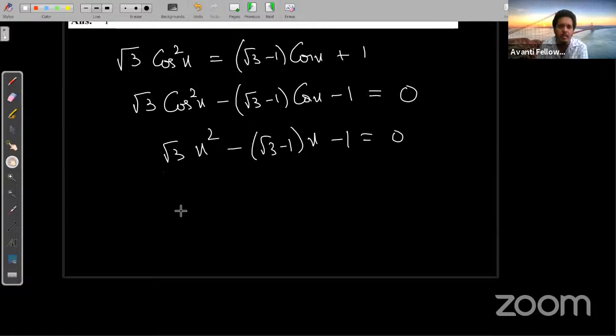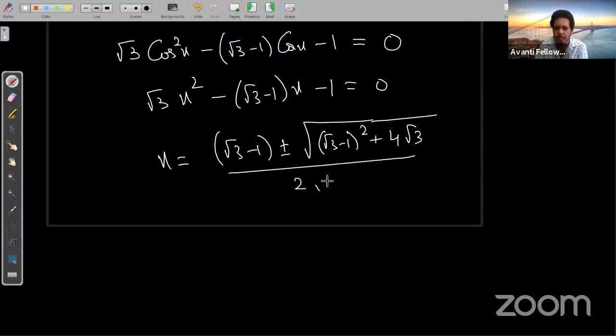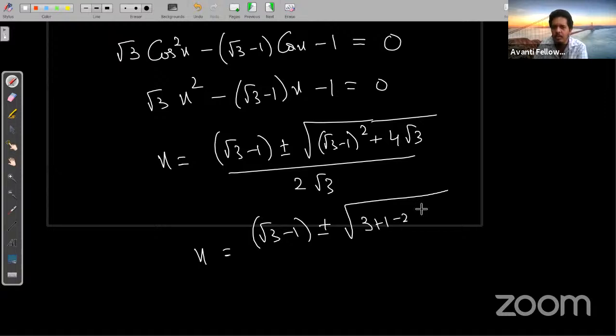So what is the solution of a quadratic equation? x is equal to minus b, which means root 3 minus 1, plus minus root over of b square, which means (root 3 minus 1) whole square, minus of minus is plus 4ac, 4 root 3. Okay, so now tell me how much is 2a? By 2 root 3. Now tell me how much we are going to get. x is equal to root 3 minus 1 plus minus root over of (root 3 minus 1) whole square, which is 3 plus 1 minus 2 root 3, plus 4 root 3, by 2 root 3. So this is what we are going to get.